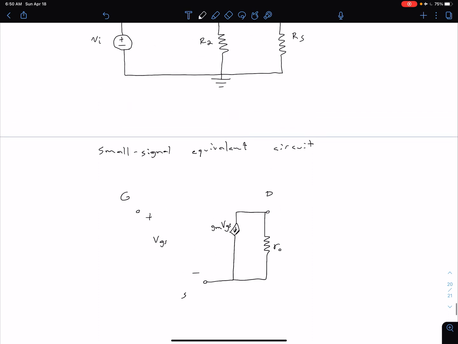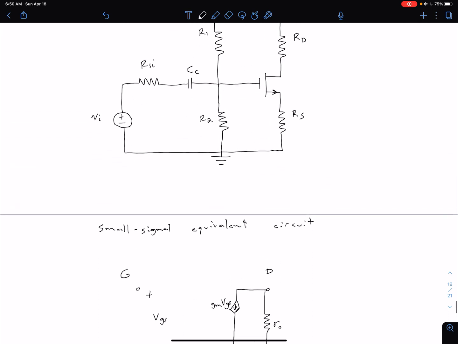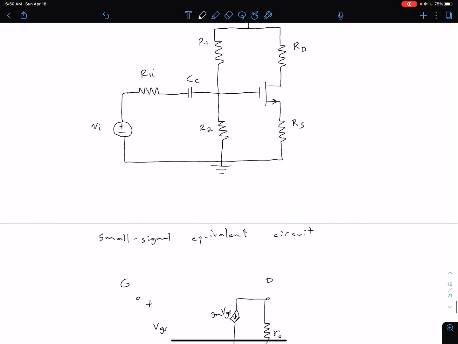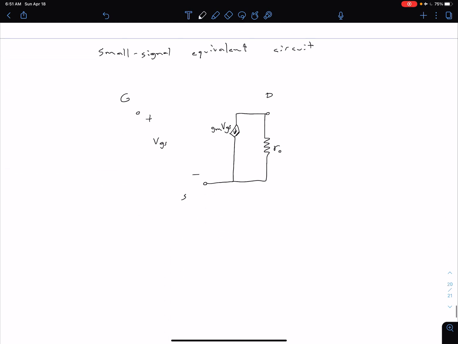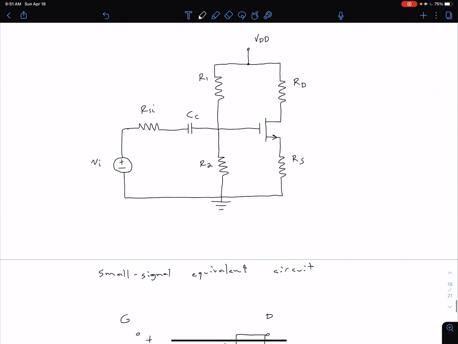But now we need to add in the external components of this circuit up here. So we can see that our source is no longer grounded, but rather we have this RS between our source and ground. So let's go ahead and add that in here. So there's our RS, and that's between our source and ground. Off of our drain, we have the resistance RD, which is going to be between the drain and signal ground.